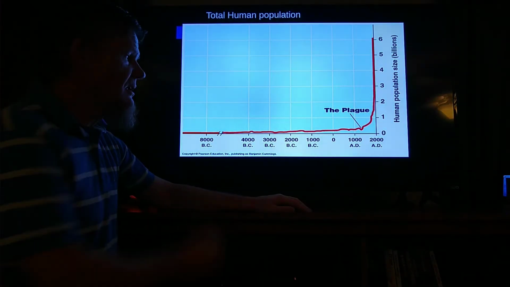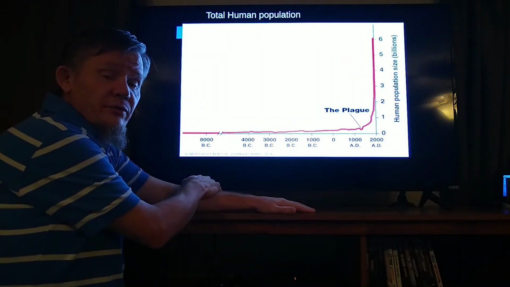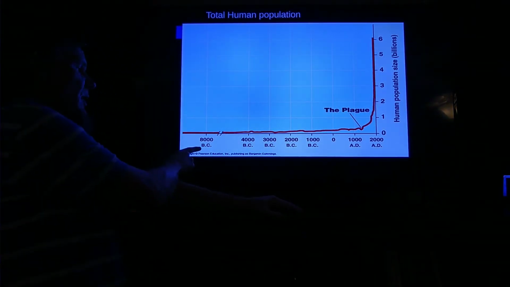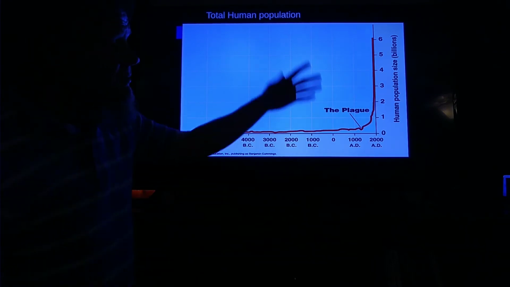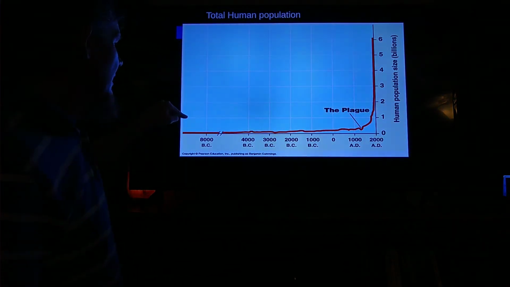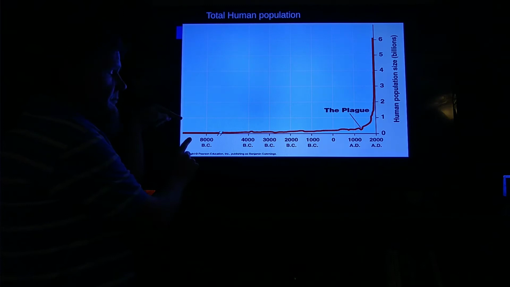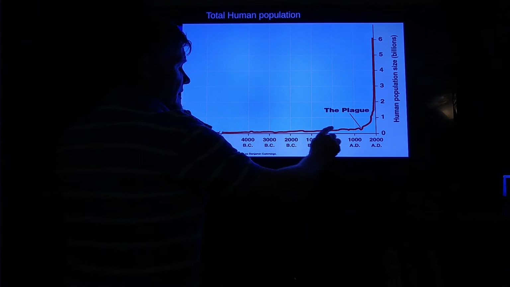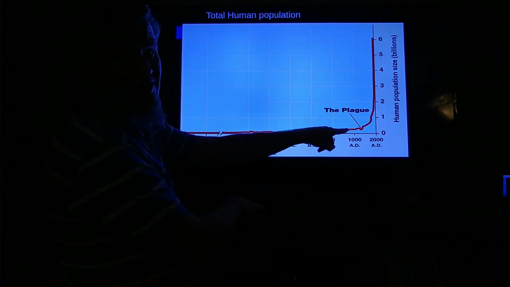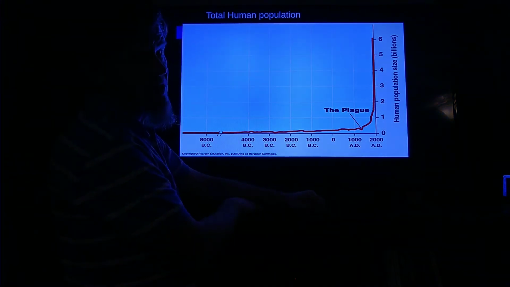This is a graph of the population of humans over the course of history. We start way back here, 8,000 BC, a very, very long time ago. This is in billions, so this line right here is a billion, and notice how there was not anywhere close to a billion people 10,000 years ago. Population starts to increase very slowly. Does this look like that logistical growth, or does this look like a J-shaped curve? This looks like a J-shaped curve.